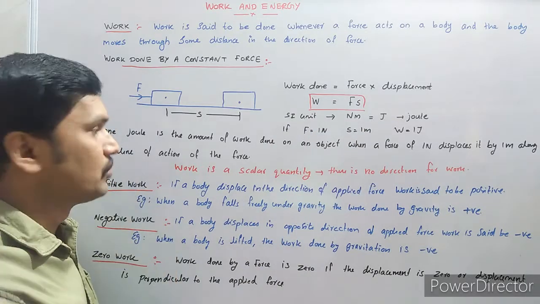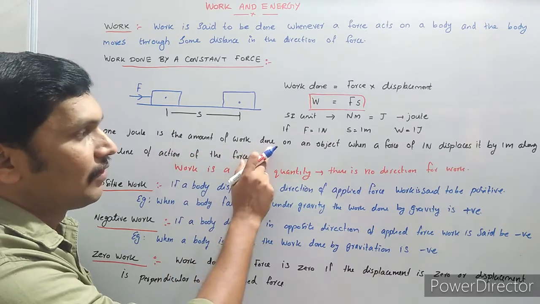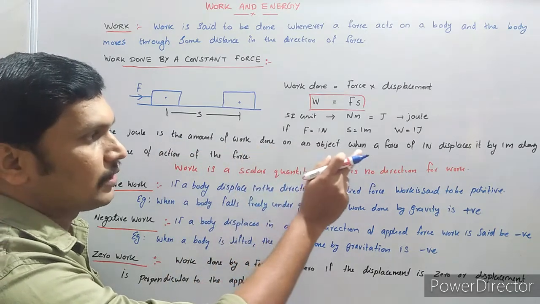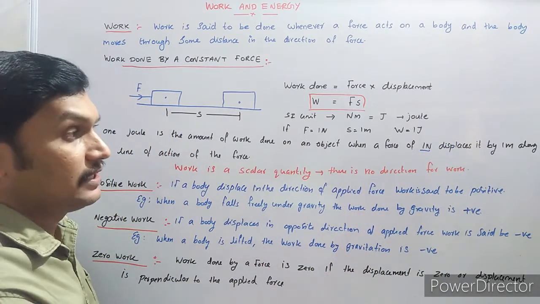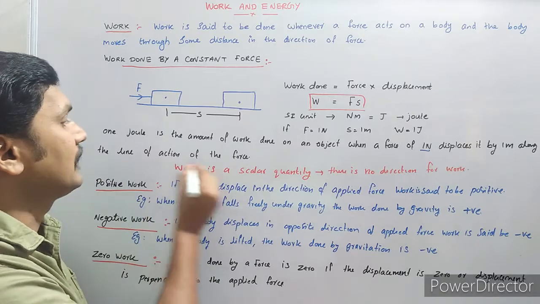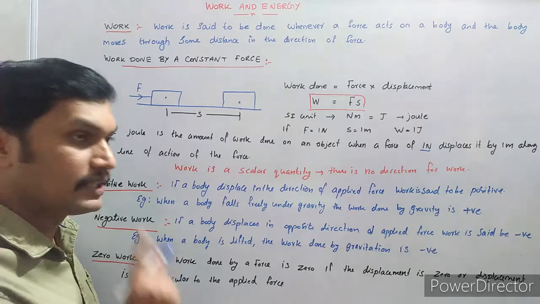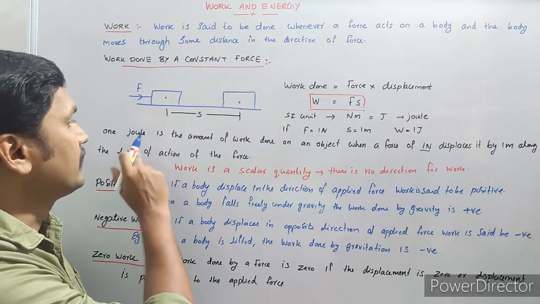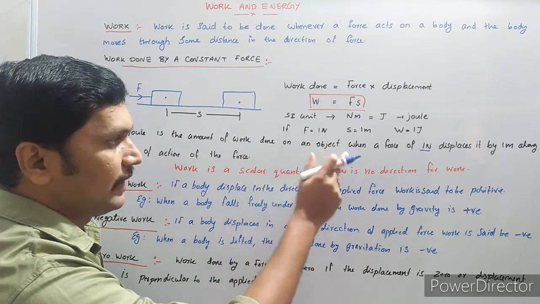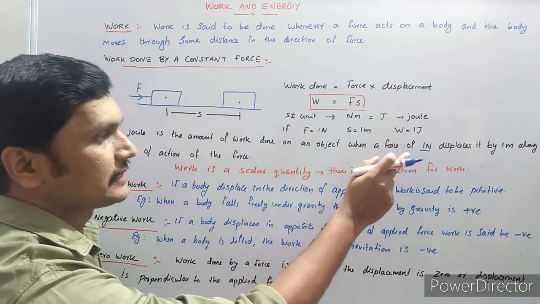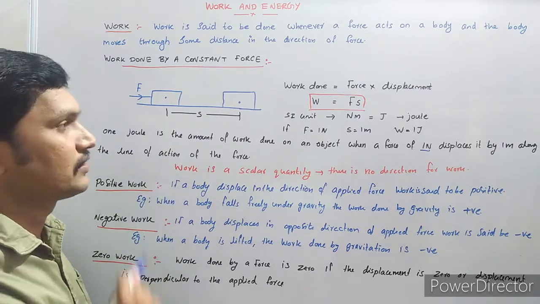So we define 1 Joule as the amount of work done on an object when a force of 1 Newton displaces it by 1 meter along the line of action of the force. That is 1 Joule. 1 Joule is defined this way.